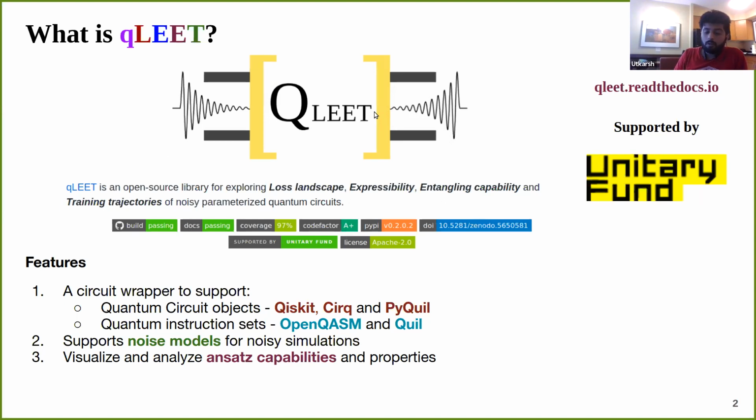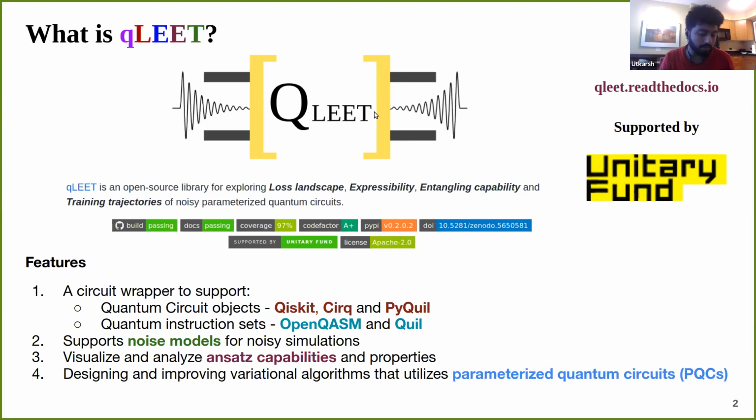The whole idea is to visualize and analyze the capability of your ansatz for your variational algorithms. We expect that it will help in designing and improving the algorithm, because designing a variational algorithm is very comparable to designing a neural network. It has a lot of modular parts: you can tweak your optimizer, your ansatz design, and your cost function. In order to do all these, you need some basic understanding of how your tweaking will affect your actual results. For that, you need some benchmarks or some analysis. This is what qLEET is supposed to help you with.